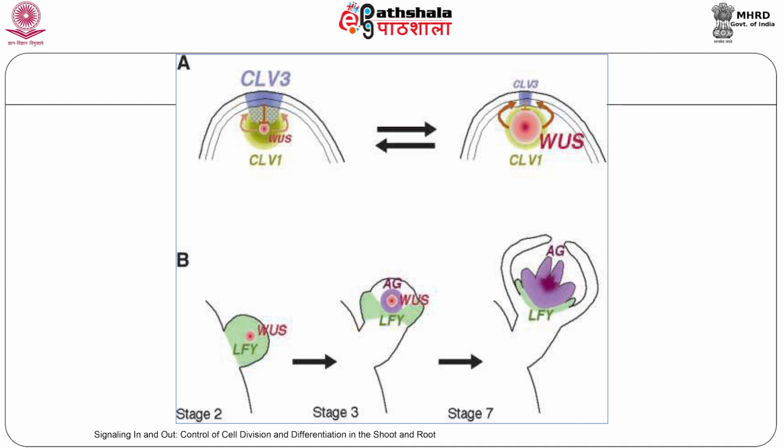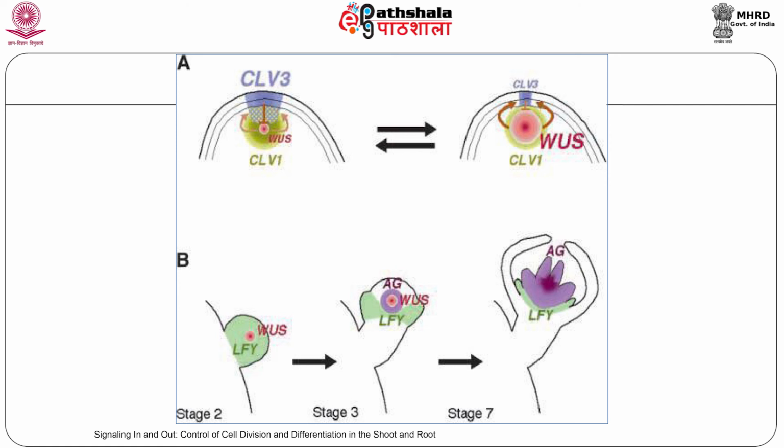In contrast, when the number of stem cells is decreased, less CLV ligand is released. Consequently, more cells start to express WUS, thereby promoting stem cell identity, which is shown on the right. Termination of the stem cell population in early flower primordia, stage 2, is shown on the left.